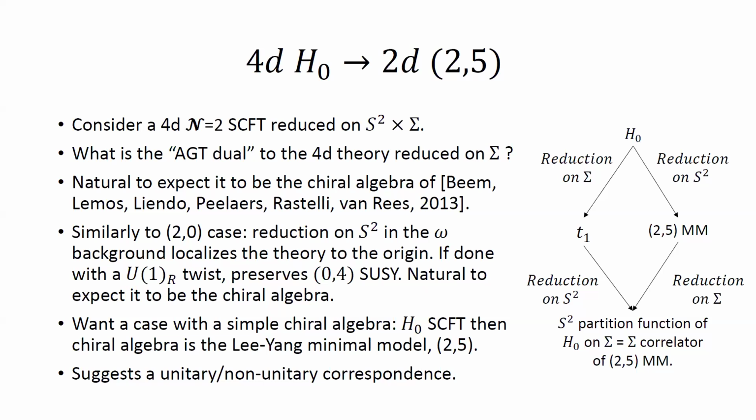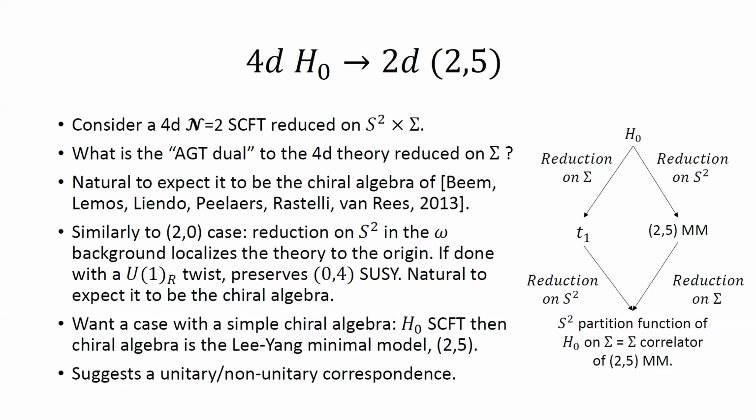I'm not going to prove that it works. Particularly, we're going to assume it works, and we're going to use this to understand what this T1 is. We're going to try to find some T1 whose S2 partition function mimics the correlator of the theory on this side, and use this to understand the compactification of 4D theories on a surface.